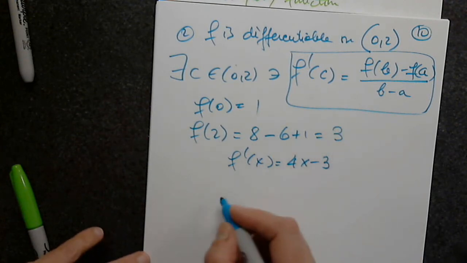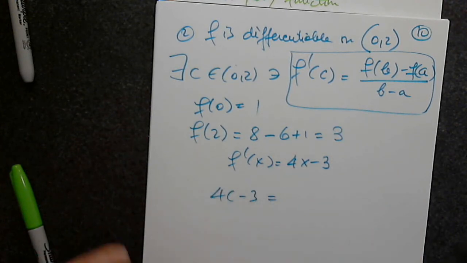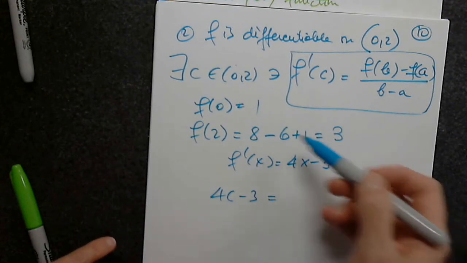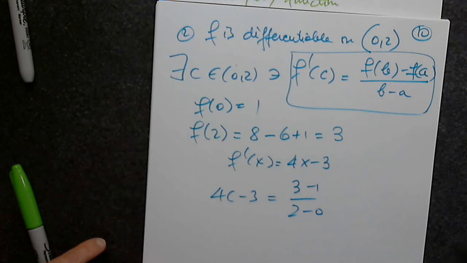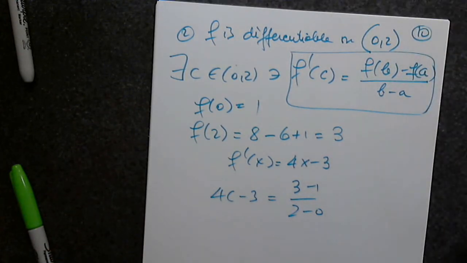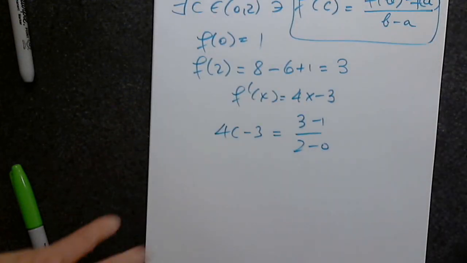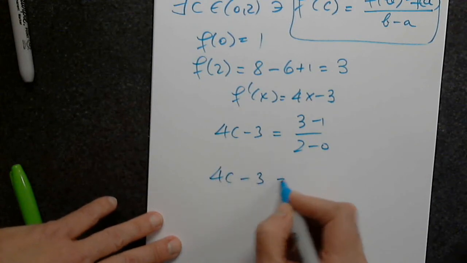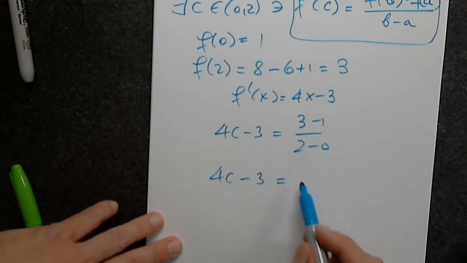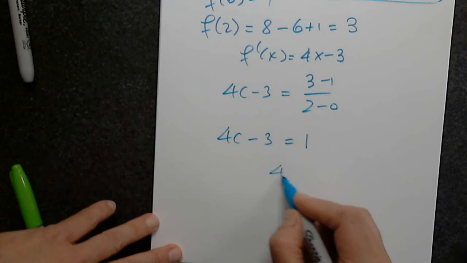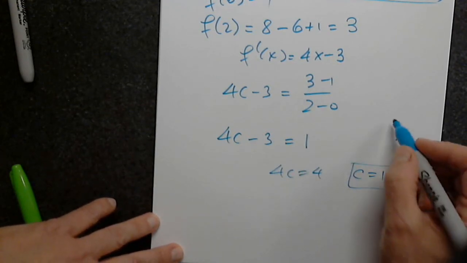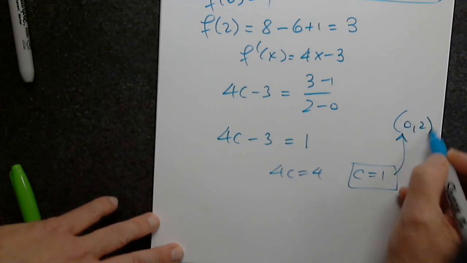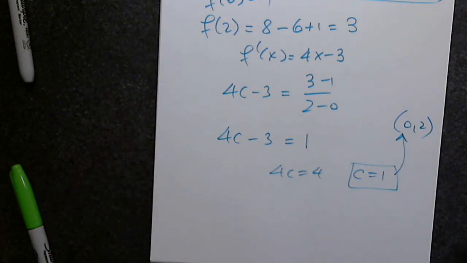f prime of c will be 4c minus 3 equals (3 minus 1) over (2 minus 0). So 4c minus 3 equals 2 over 2, which is 1. Very nice. 4c equals 4, c equals 1. And 1 has to be in the interval 0, 2. It is, because it's guaranteed by the mean value theorem.